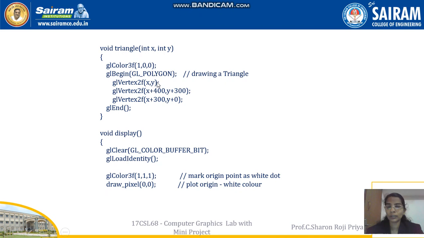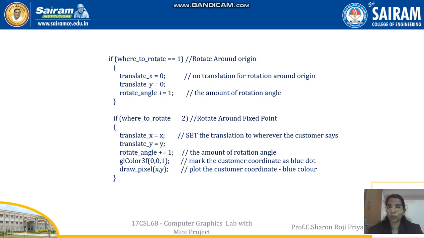It is not necessary that you use these values to plot the triangle. You can plot your own triangle, by taking any vertex values. It is your wish, right? So this is all about the coding part. Now we can see how this execution happens.